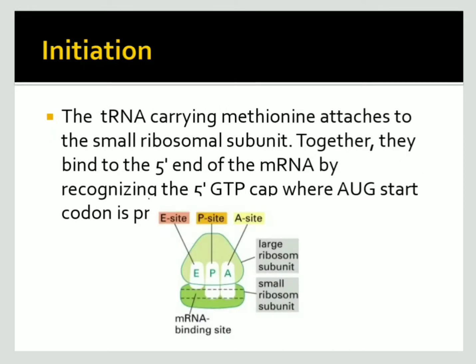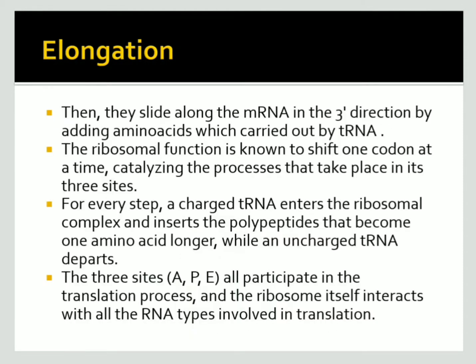The tRNA carrying methionine attaches to the small ribosomal subunit. Together they bind to the 5' end of the mRNA by recognizing the 5' GTP cap, where AUG is the start codon. So there it will bind to the mRNA molecule. If you see in the diagram, the E site, P site and the A site: first, at the A site the amino acid will come and bind, and later the ribosome will move. The larger and smaller ribosomal subunits will slide down, so they move to the other side. The first amino acid will move to the P site and the next amino acid will bind at the A site. This will continue.